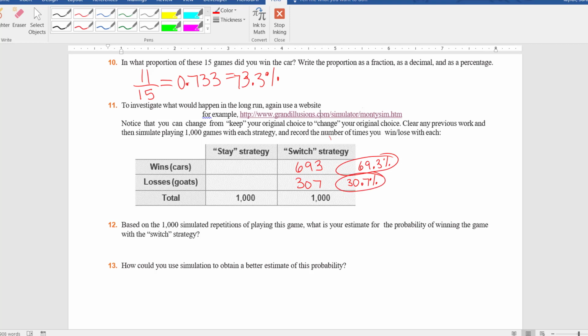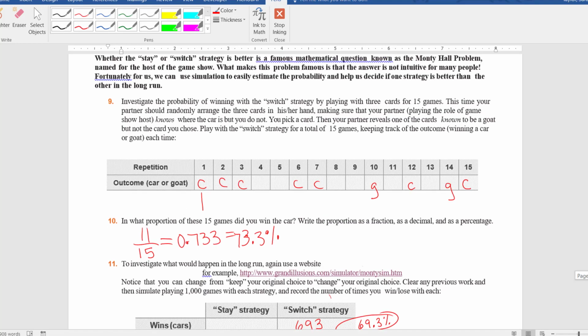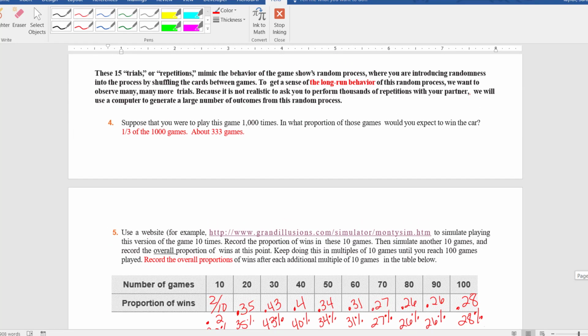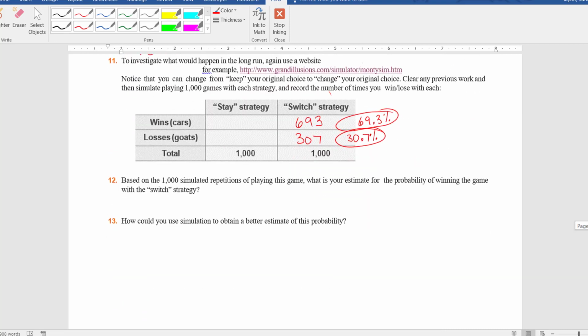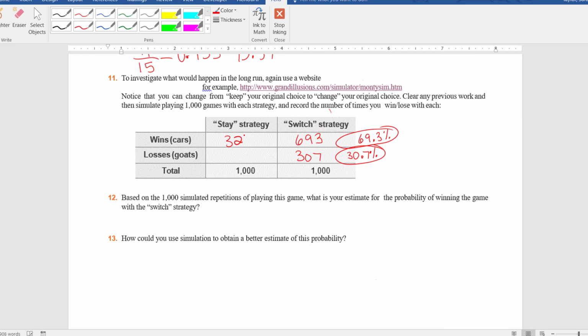Now recall, back when we were playing with the stay strategy, just pick a door and stick with it, that's the door you pick. When we played 1,000 games back there, we only won the car 32% of those 1,000 games. So 32%, which leaves 68% of the time that you lost with the stay strategy. It's almost as if these two things reversed, right? Instead of 68% losses, we now have about 68% wins with this switch strategy.